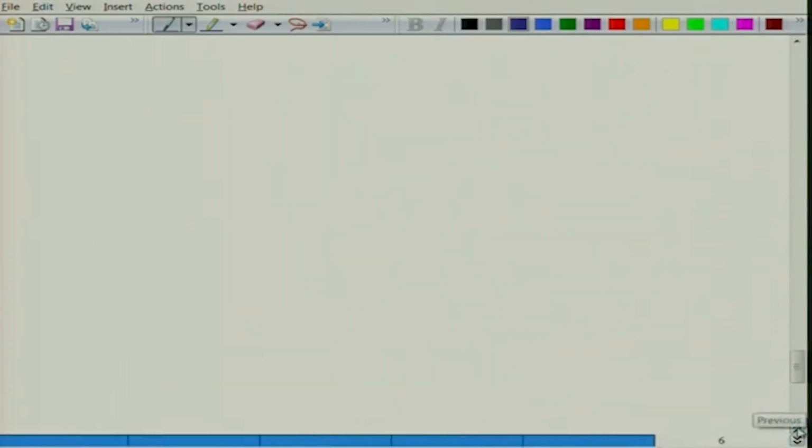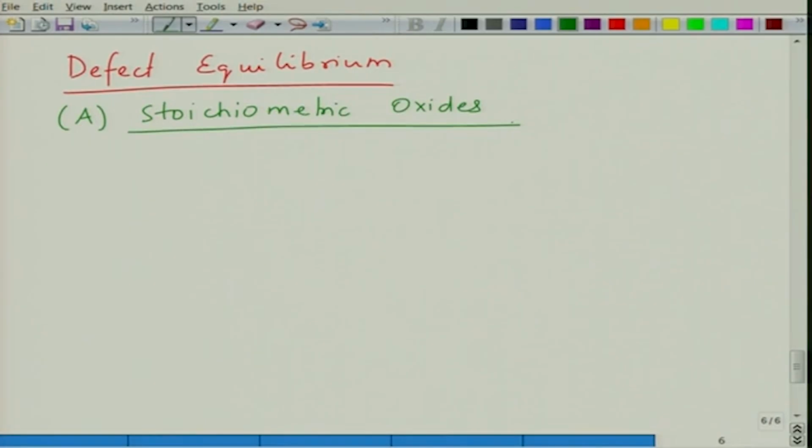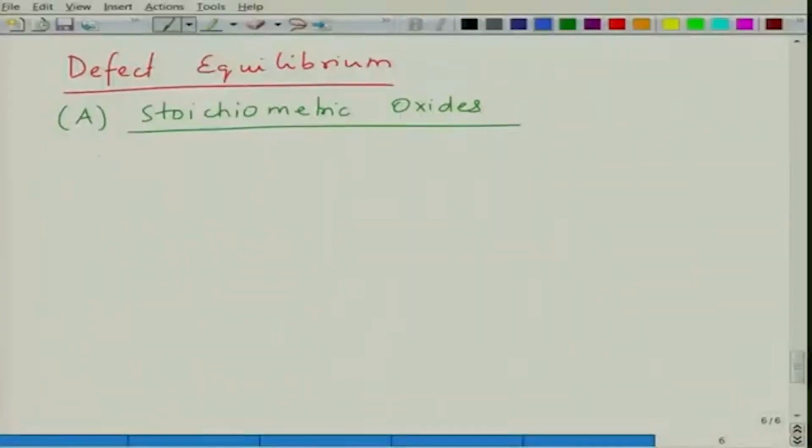So, now let us move to defect equilibrium in these oxides. And for this defect equilibrium, first we will take the example of a stoichiometric oxide. So, basically, what will be the equilibrium concentration of defects under a given set of conditions, that is what defect equilibrium is. In this case we consider first Schottky defects.